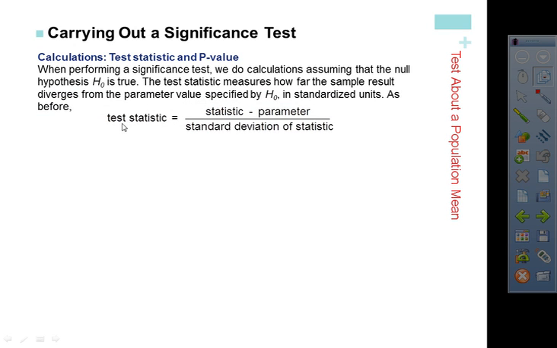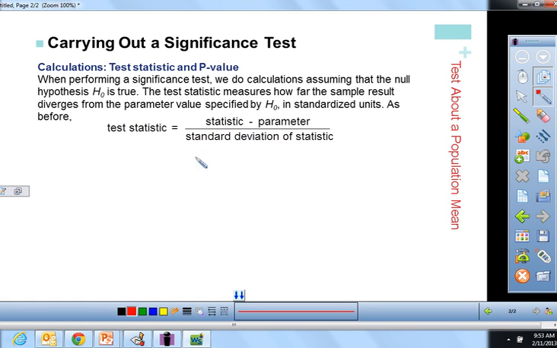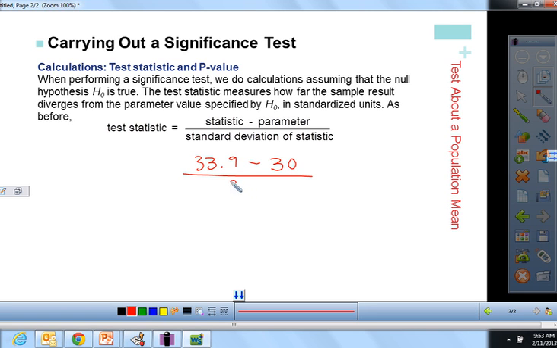Again, we're going to do this statistical test just like we did with proportions. You're going to have your statistic minus the parameter over the standard deviation, and that gives you a standardized test statistic. Then you can use that in the chart, or with normal CDF. So here, my statistic is 33.9 minus the parameter, which is 30, over the standard deviation of the statistic. And from our green sheet, we realize that the standard deviation of the statistic is the standard deviation divided by the square root of n, right?